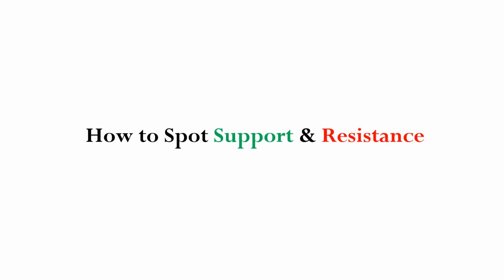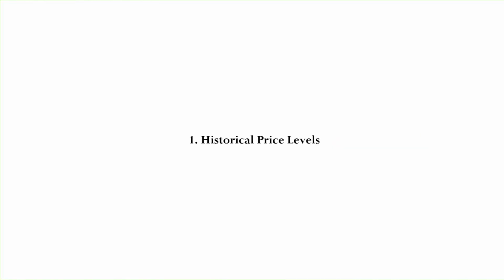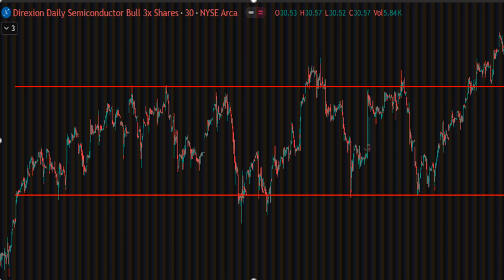There are a few ways to identify support and resistance levels, and here are some of the ways you can spot them. One way is to look at historical price data. Look for the levels where the price has reversed multiple times in the past and use these levels as markers for possible entry and exit points. If price bounced there before, it might again.